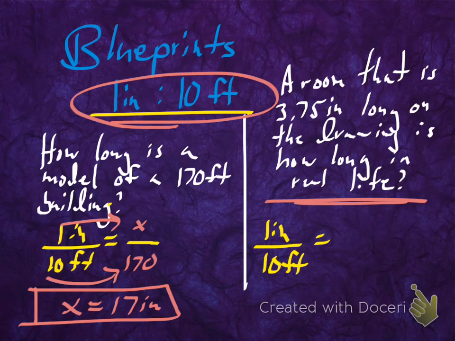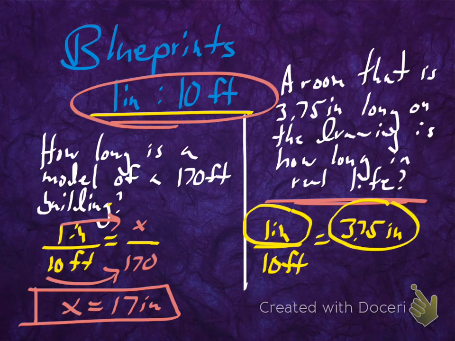You've got inches over feet. Inches goes where? Top. On the top, right. So 3.75. Notice inches. So this is the scale inches, and this is my actual drawing, 3.75. And I'm looking for how long the room is actually going to be.